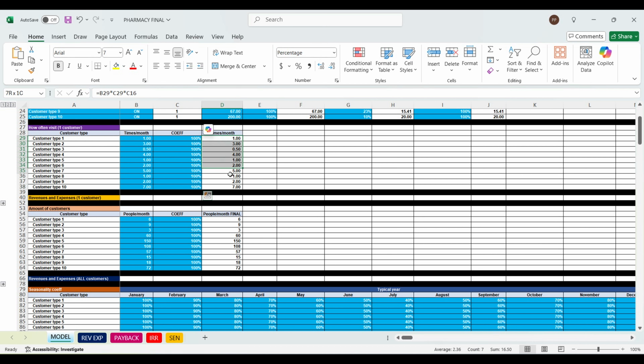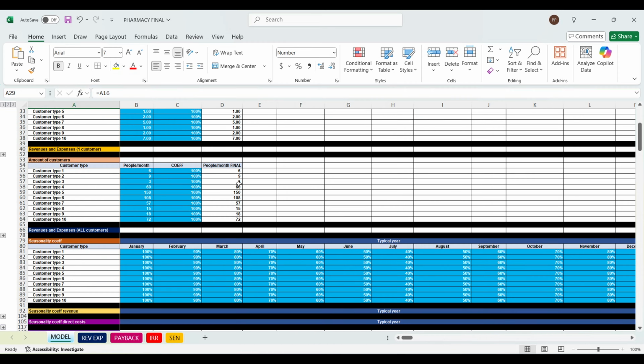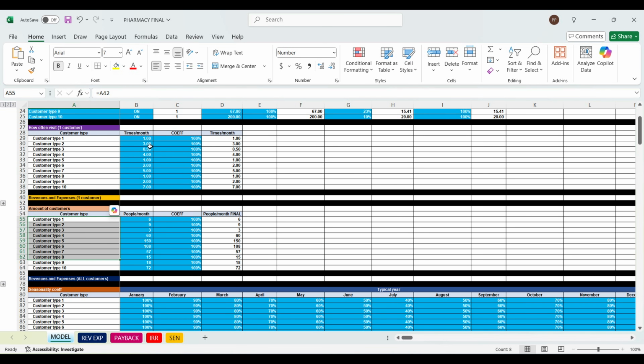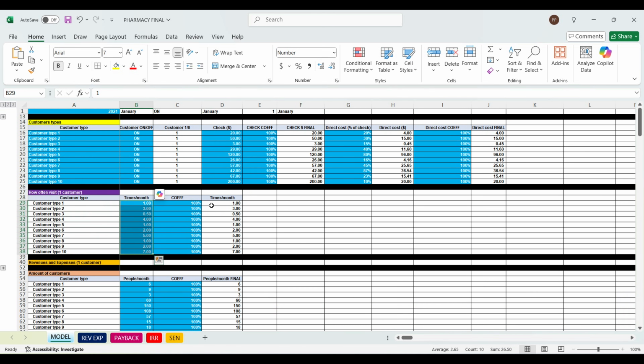This will be the final value for the amount of visits for this type of customer per month. Going forward, the next parameter that will describe our types of customers is how many customers of these types visit our pharmacy these times per month with this average check, and so on.